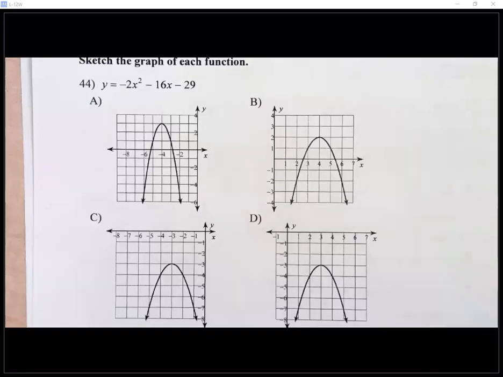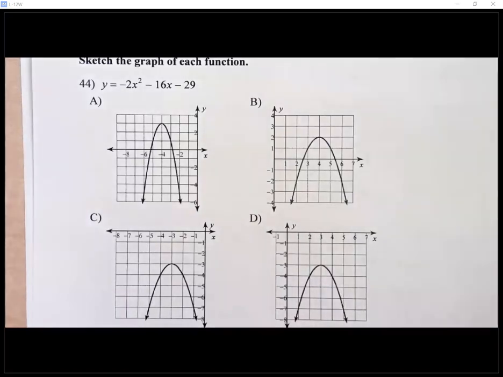So for example, let's just start with zero, right? Well, that doesn't really help me. Zero would get me out of negative 29. Let's plug in, what did they have a lot of, let's plug in negative 4, because that'll get me a couple of things.